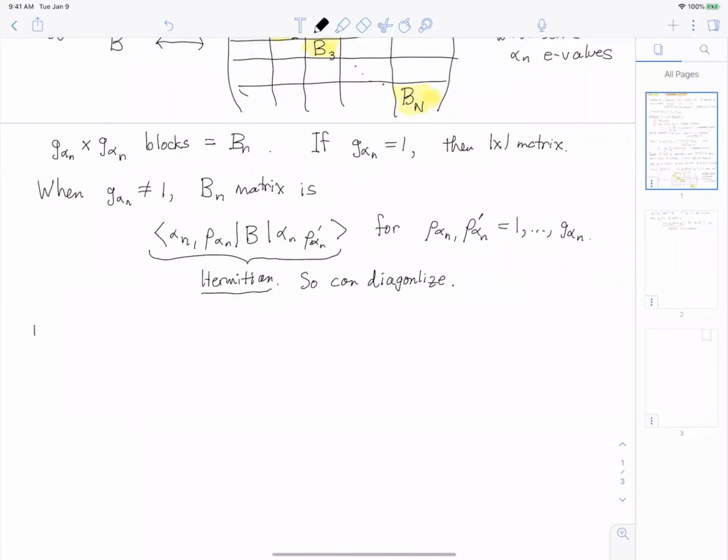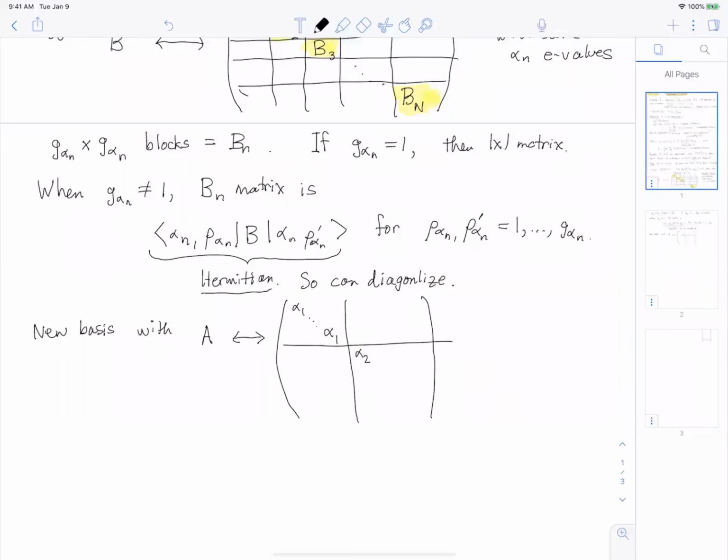So just to summarize, the new basis has a representation for A that is diagonal, because we already chose it to be diagonal in that basis. That is just α_1, a bunch of α_1s, however many the degeneracy is, and then there's α_2s, and so on along the diagonal. They're all diagonal.